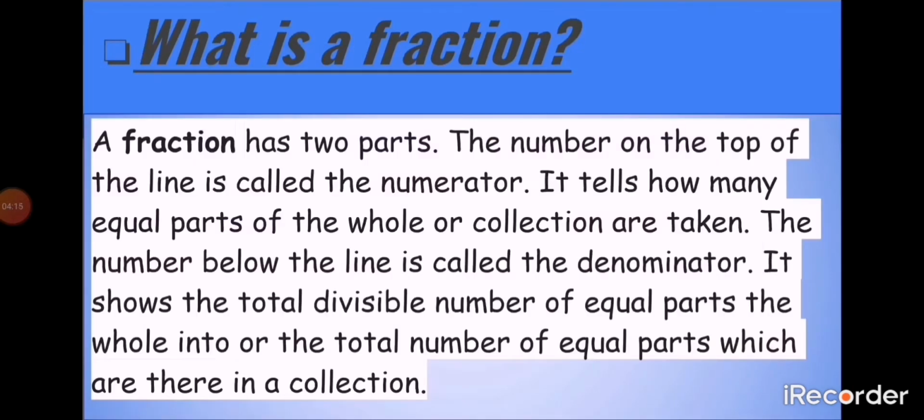Now, what is a fraction? A fraction has 2 parts. The number on the top of the line is called the numerator. It tells how many equal parts of the whole or collection are taken. The number below the line is called the denominator. It shows the total number of equal parts the whole is divided into, or the total number of equal parts there are in a collection. So a fraction has 2 parts and they are separated by a line. The number above the line is called the numerator and the number below the line is called the denominator.